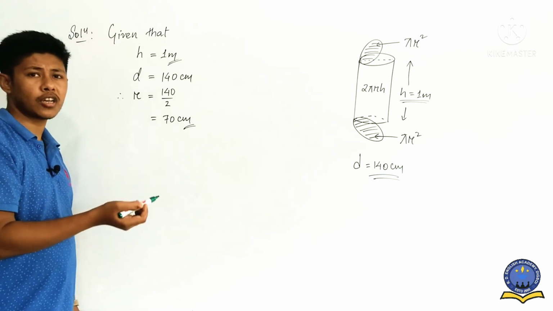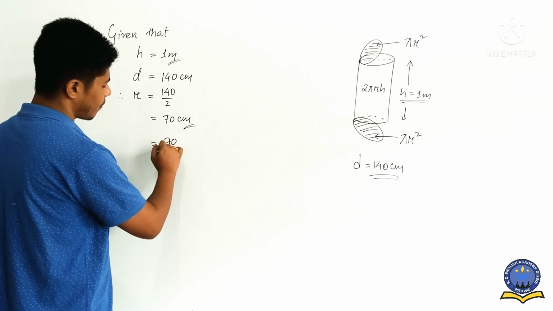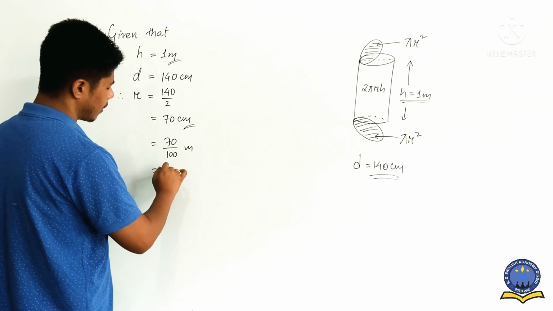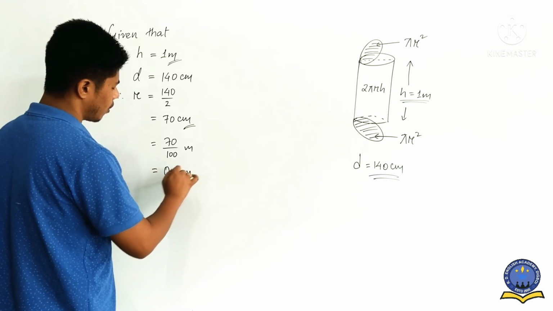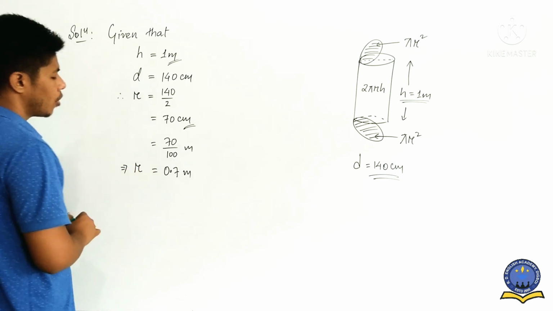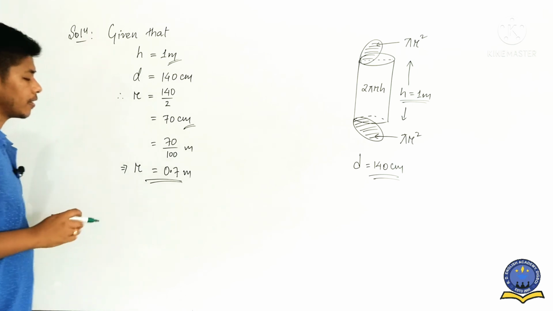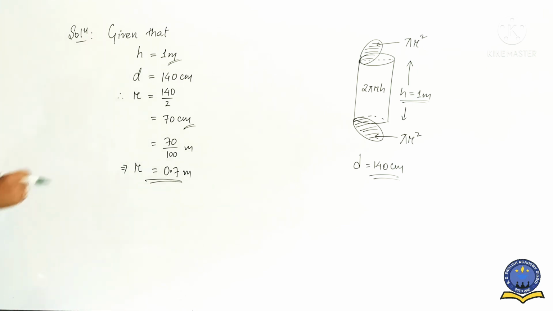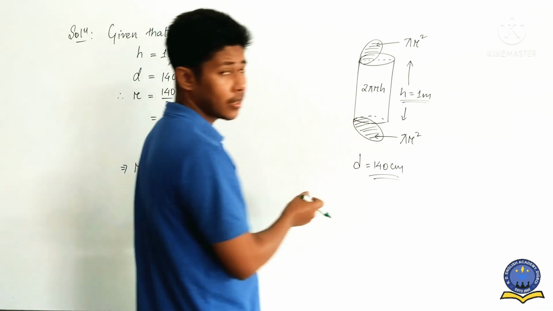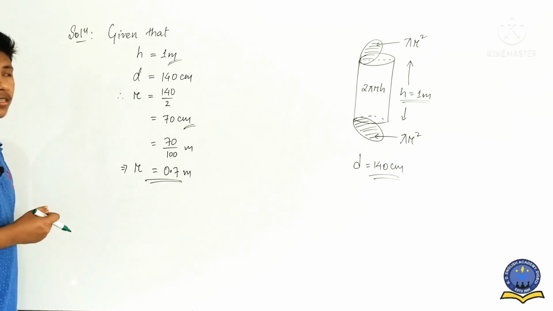All of you know 1 centimeter equals 1 by 100 meter, so we write 70 by 100 meter, which ultimately gives us 0.7 meters. So the radius is 0.7 meters and the height is 1 meter. With the help of these two, we now have to find the total surface area, because here we have a closed cylindrical tank.